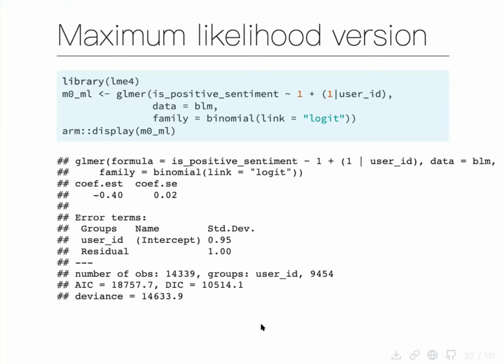Okay, so using maximum likelihood, that's going to look like this. Okay, I'm going to say library(lme4), and then glmer, is_positive_sentiment. That's my outcome, right? And I'm going to just have the intercept as my predictor, and then that intercept is going to randomly vary across user ID. Okay, my data is going to be BLM, and then I'll say family equals binomial with link equals logit, and I get something that looks like this. Okay, so this is saying my baseline log odds of a tweet being positive is negative 0.4. Okay, and that intercept varies between users with a standard deviation of 0.95. Okay, and that's the variance in the log odds.